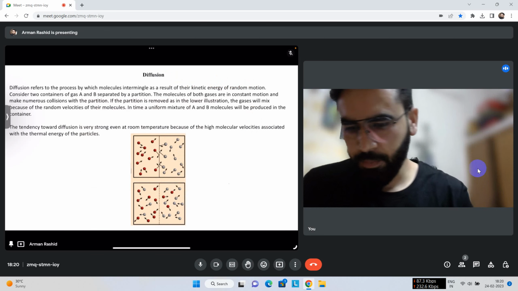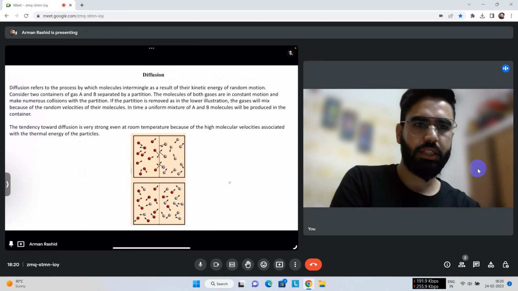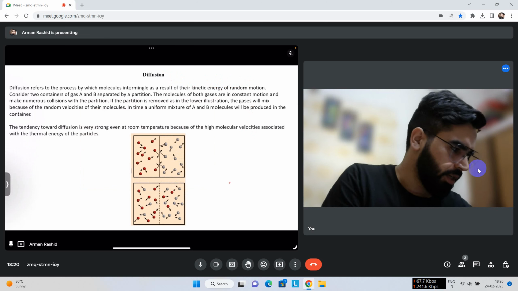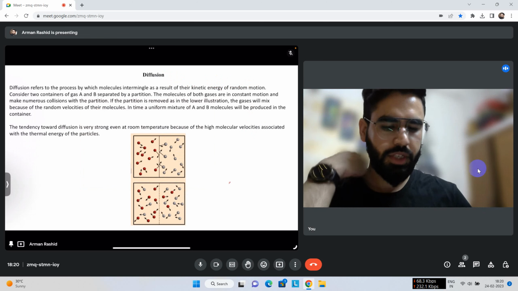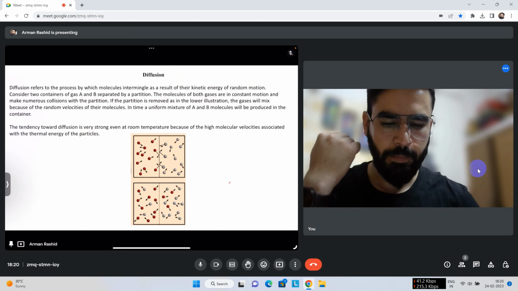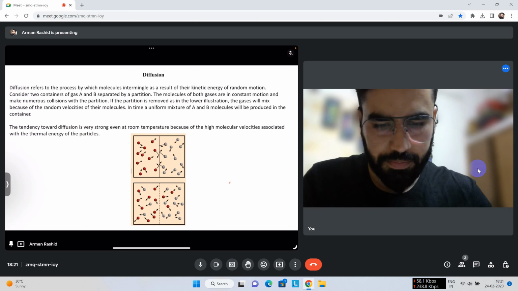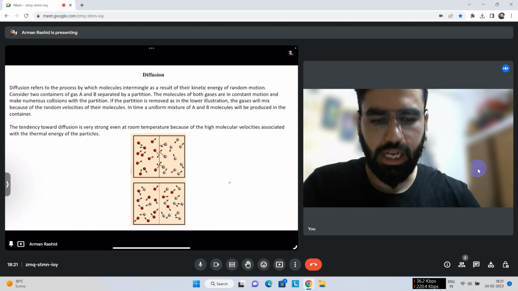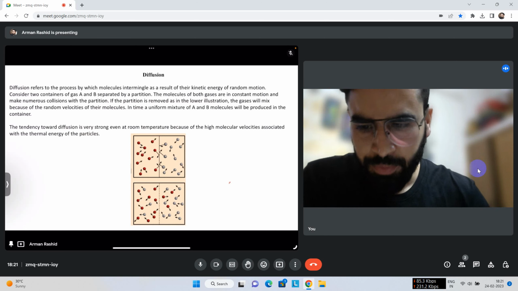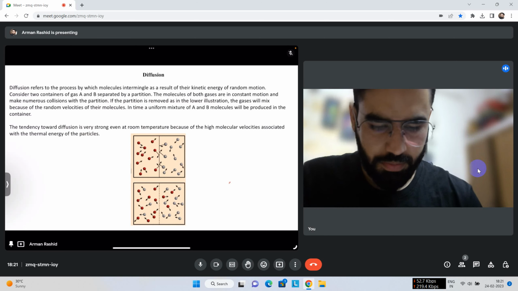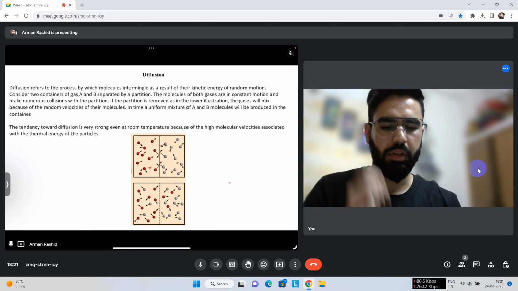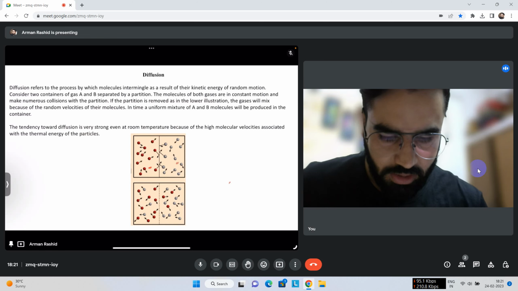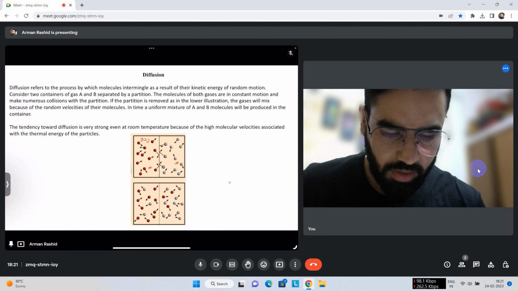Now we'll move towards diffusion. There are some questions related to diffusion, so we'll try to briefly revise what diffusion is. Diffusion, as I have written here, refers to a process in which molecules intermingle as a result of their kinetic energy of random motion. For example, if you see two containers with a wall between them, one has a different type of gas, for example N2, and the other has a different gas, for example H2.